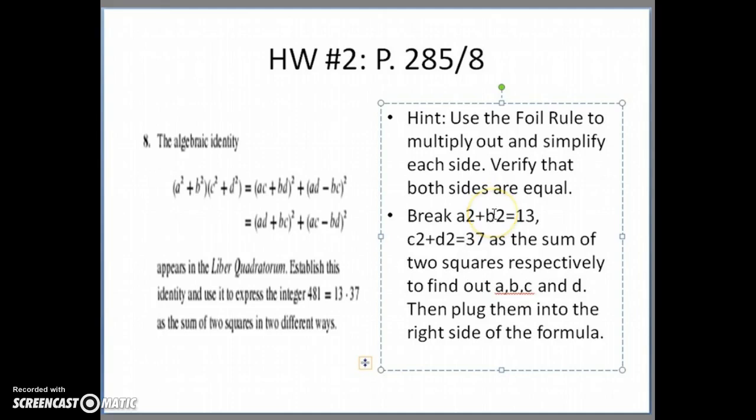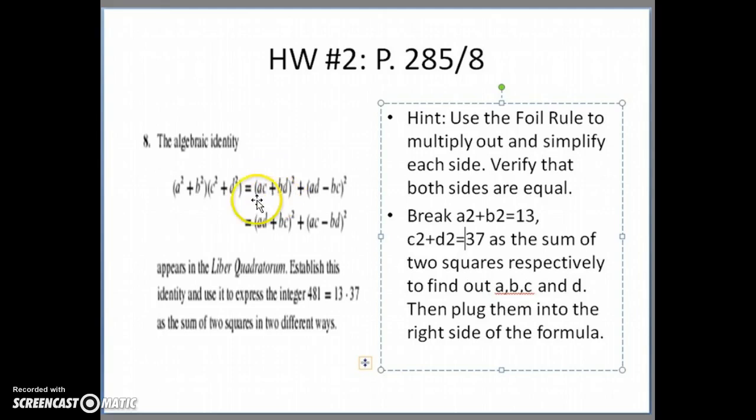We should be able to find out. And similarly, break down 37 as c squared plus d squared, two numbers squared. And then we use these two expressions, we can find out a, b, c, d. And then we're going to plug a, b, c, d into the second and the third expression.